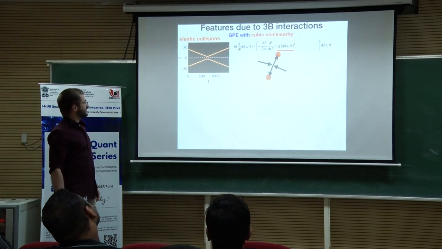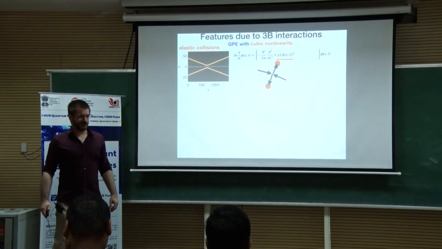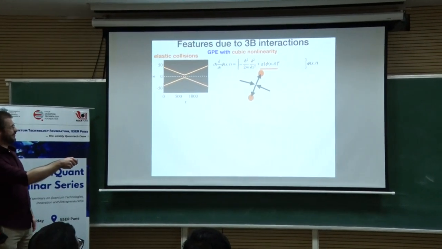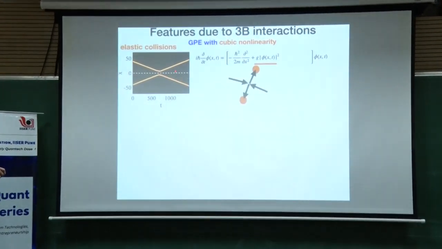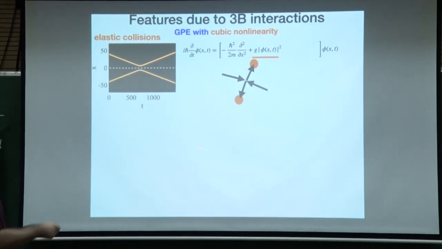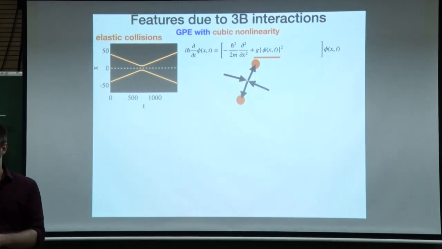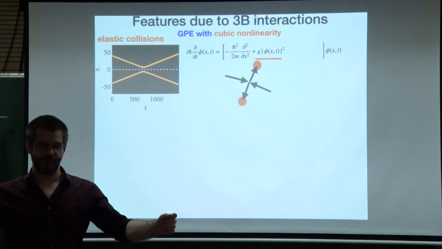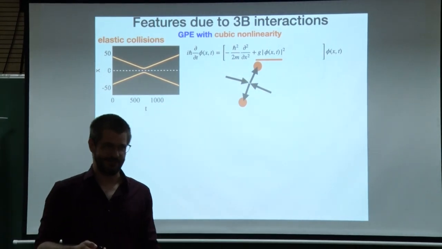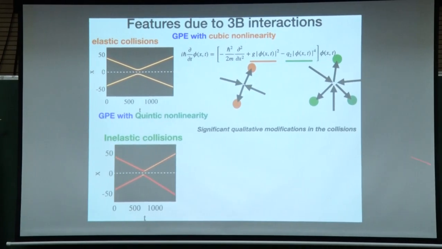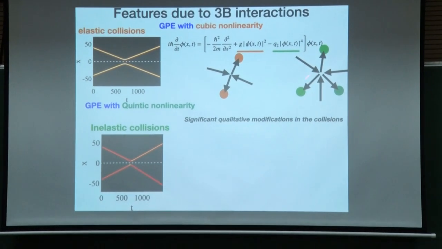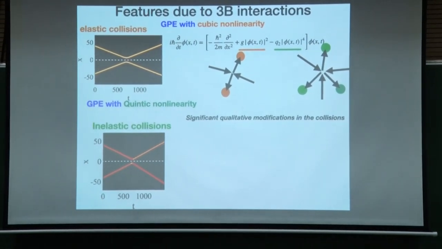However, what is rather dramatic is what happens in collisions. If you have only the cubic nonlinearity like we had so far, soliton collisions are always elastic. Two solitons come in, and they go out with the same number of atoms and the same velocity that they came in with. If you add that quintic interaction, or three-body collision, this really dramatically changes collisions.